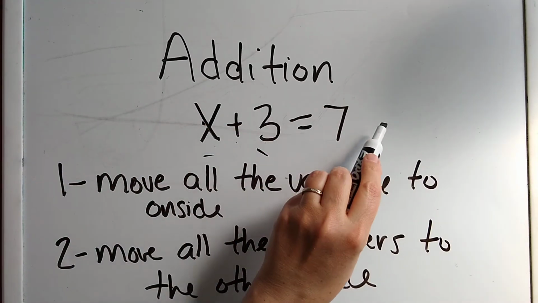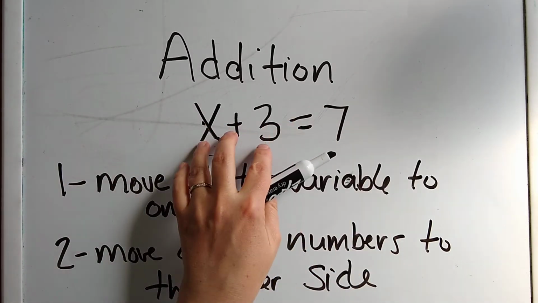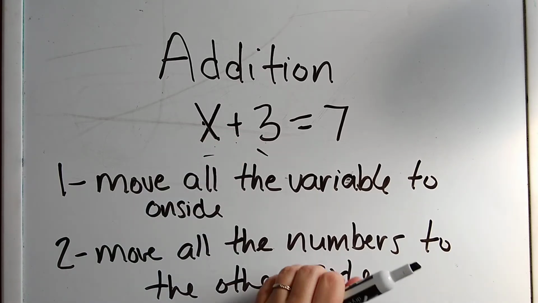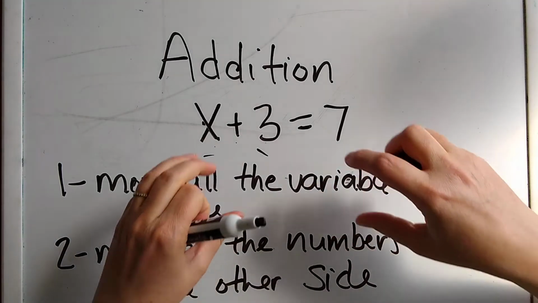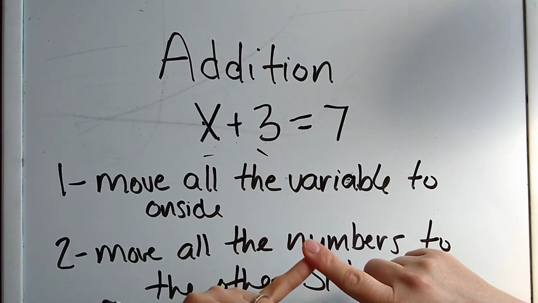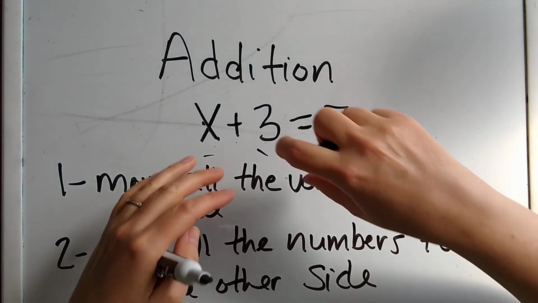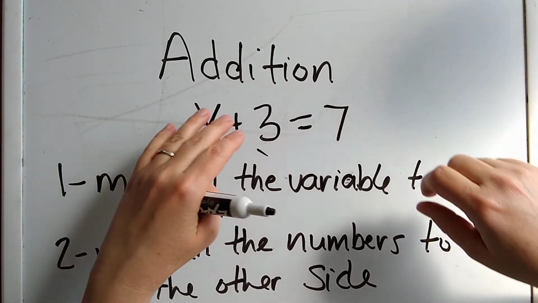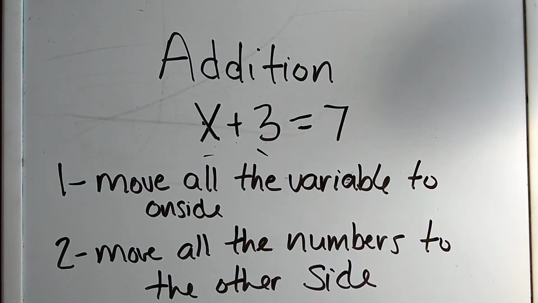And it doesn't matter, variables could be on this side, numbers can be on this side, or variables can be on this side and numbers on this side. All that matters is that we separate these two. So all the numbers, whether it's constants or coefficients, are all going over here, and letters are all going on the other side. All right?